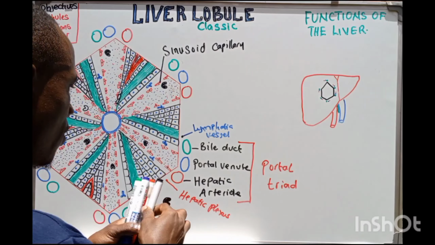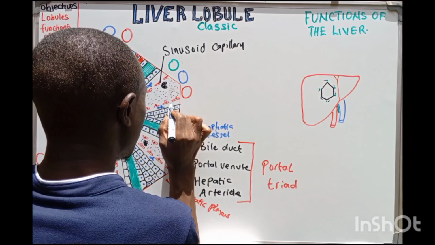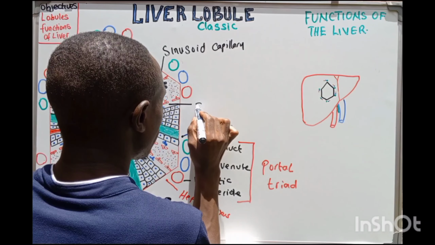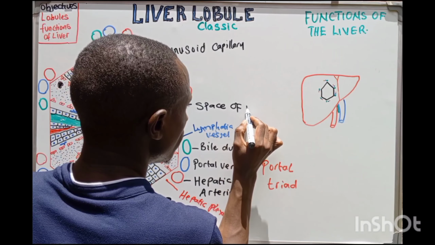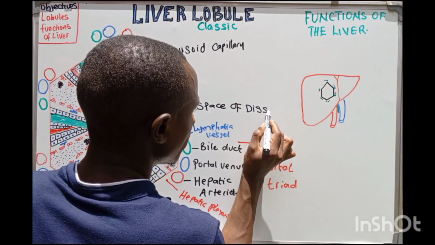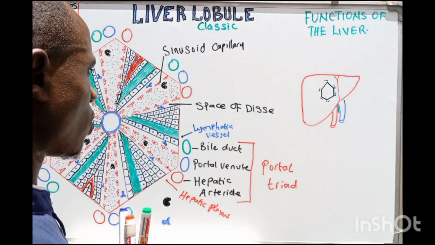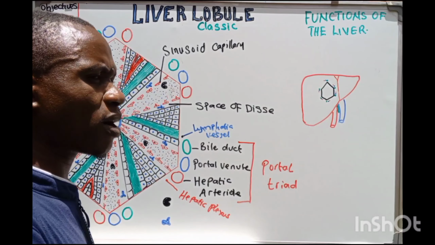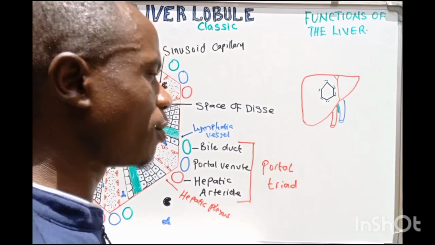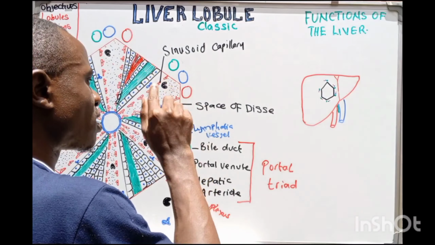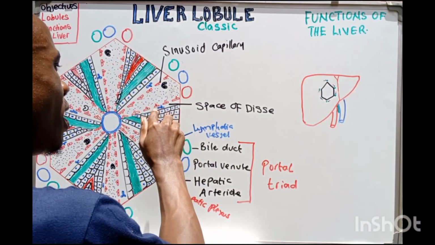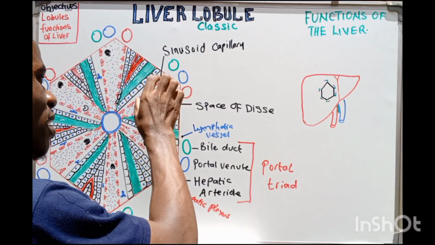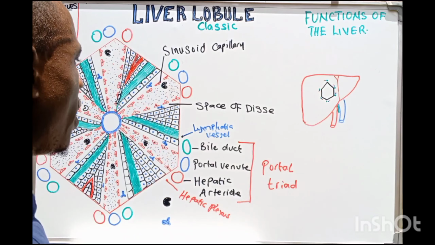How do we call this space here? This space here is what we call the space of Disse, but some people call it the perisinusoidal space. This space is super important. It is going to be one of the exchange areas where you have the absorption of these substances into the hepatocytes.